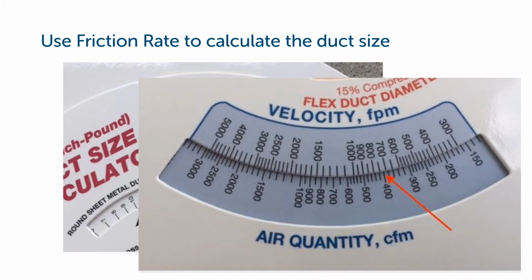In this case, 400 CFM gives us 725 feet per minute, which would be fine for supply trunk ducts where the max is 900 feet per minute. But if it was a return trunk, we'd want less than 700 feet per minute. So in this case, we would increase to a larger duct. We'd go up to the next size, which is a 12-inch round in this case.